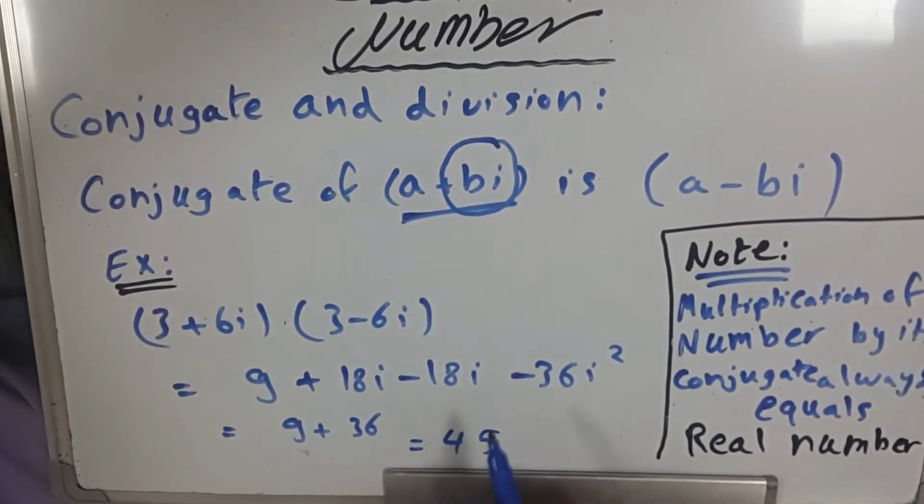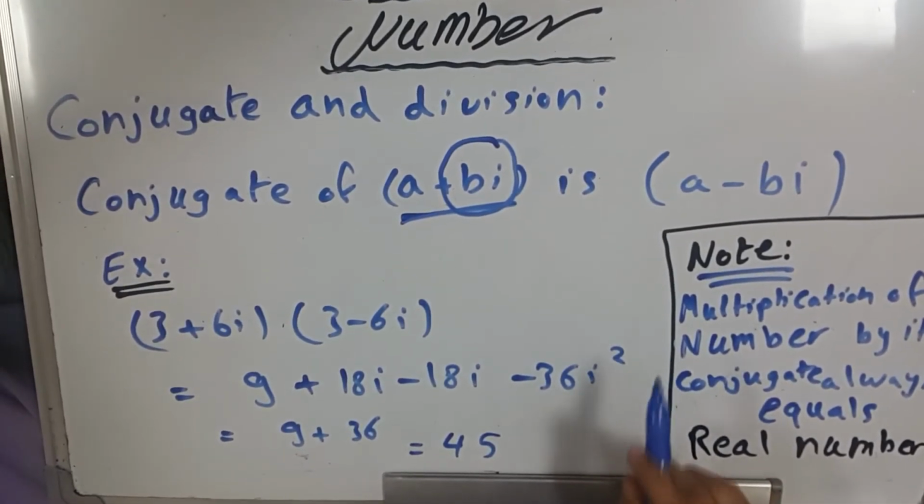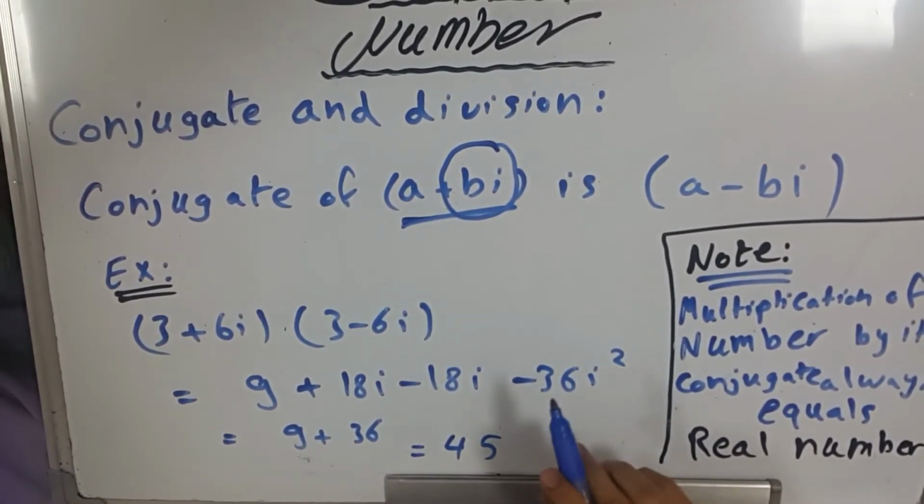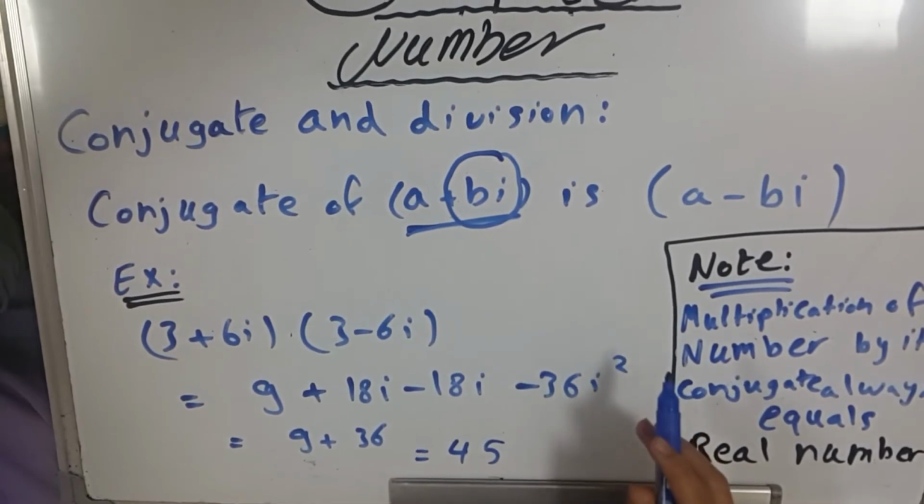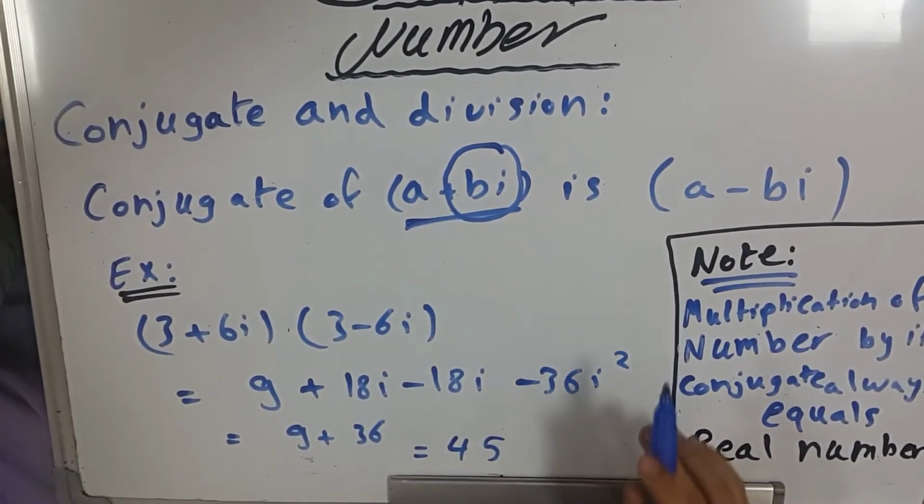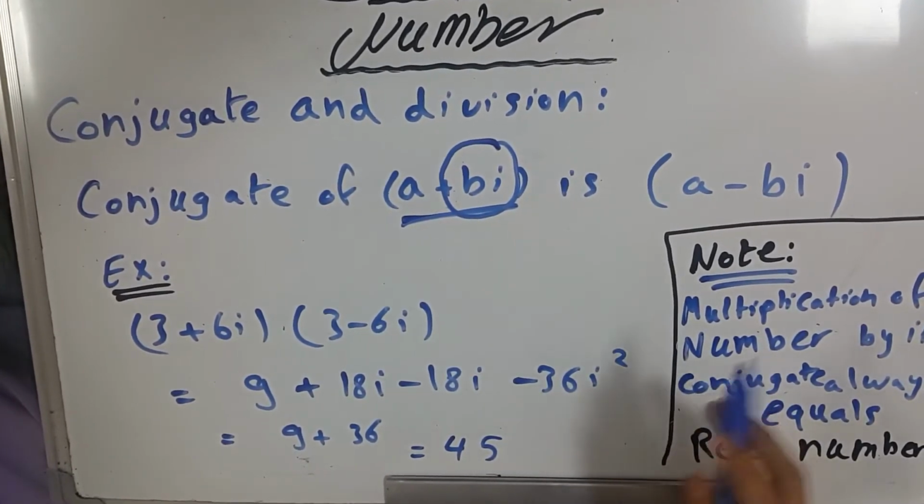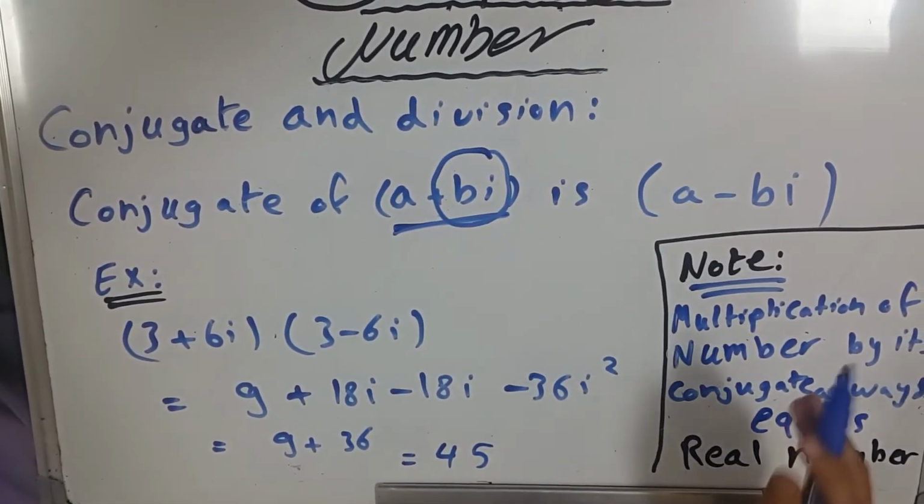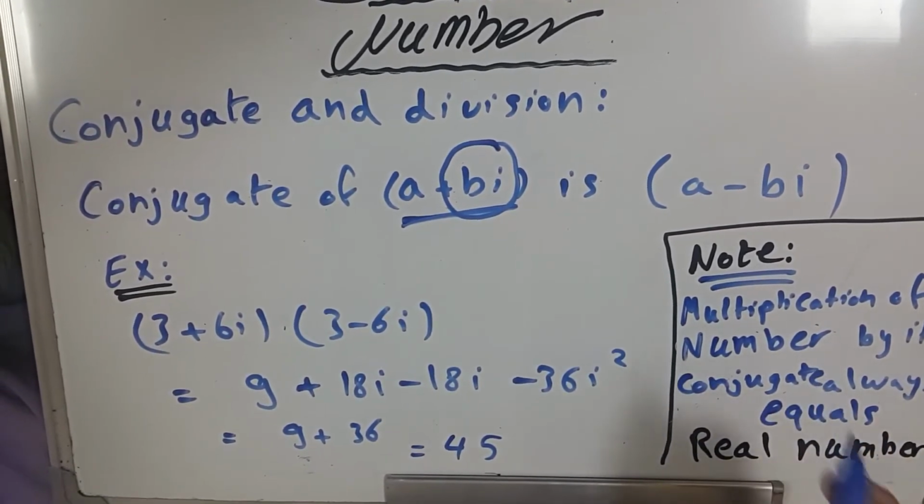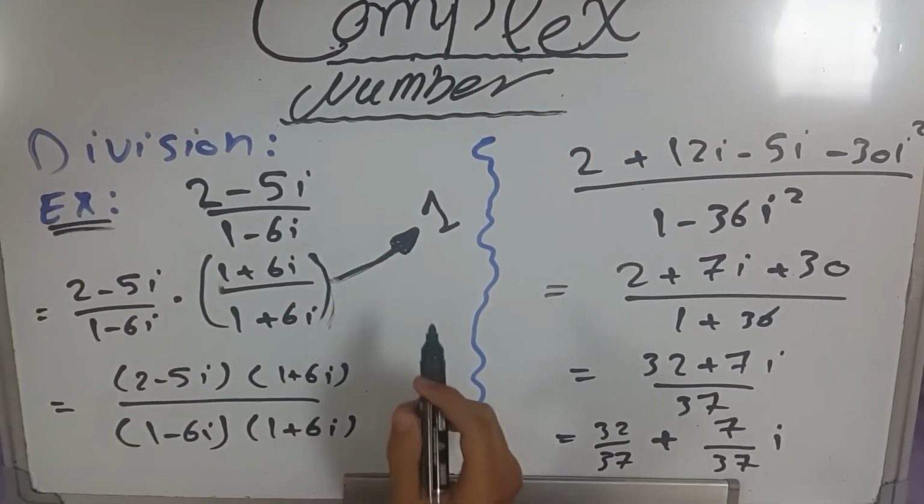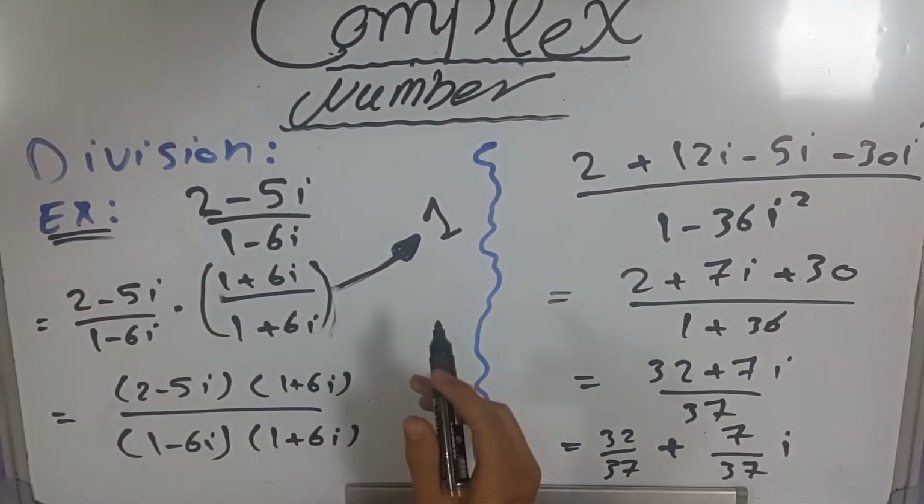And here we will move to an important note, which says the multiplication of any number by its conjugate will always equal a real number, and it is a very important note, and it will help us very much in our next section, which is about division, and we will see more examples. And now we will move to the final part of our video, which is the division.